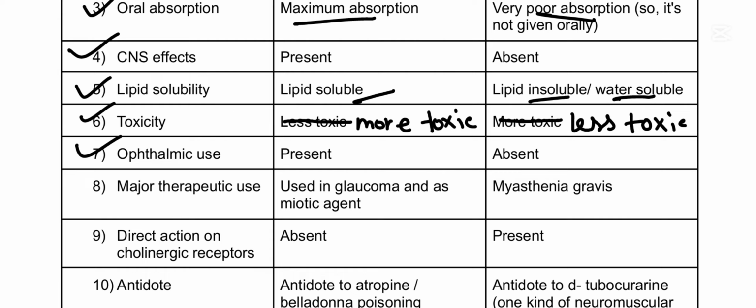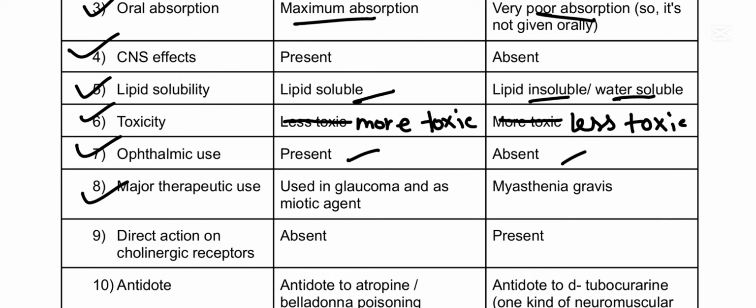The next one is ophthalmic use. In terms of physostigmine, the ophthalmic use is present. On the other hand, for neostigmine, the ophthalmic use is absent. We know that there is a protective barrier called the blood-ocular barrier in our eyes. So without crossing that barrier, a drug molecule cannot enter the ocular tissues, and thus it will not have ophthalmic effects. Physostigmine can cross that barrier and can exert different types of effects on our ophthalmic tissues. On the other hand, neostigmine cannot cross that barrier, and that's why it has no ophthalmic use.